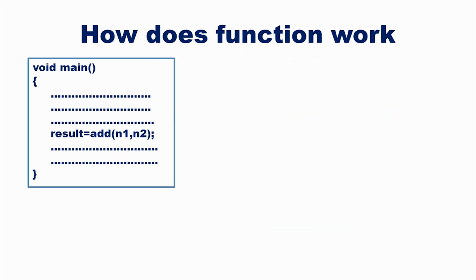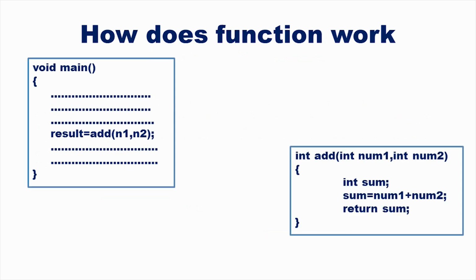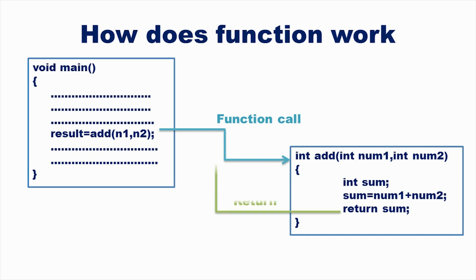Now let us see how the function works. All C programs will have function main. We have got another function add. The main function calls the function add and passes the values of n1 and n2 to function add. The program control will now go to the function add. The value of n1 will be copied to num1 and the value of n2 will be copied to num2. The sum is then calculated and the value is returned back to the main function. The main function will copy that value in variable result and then execute the remaining steps. Here, main is the calling function and add is the called function.